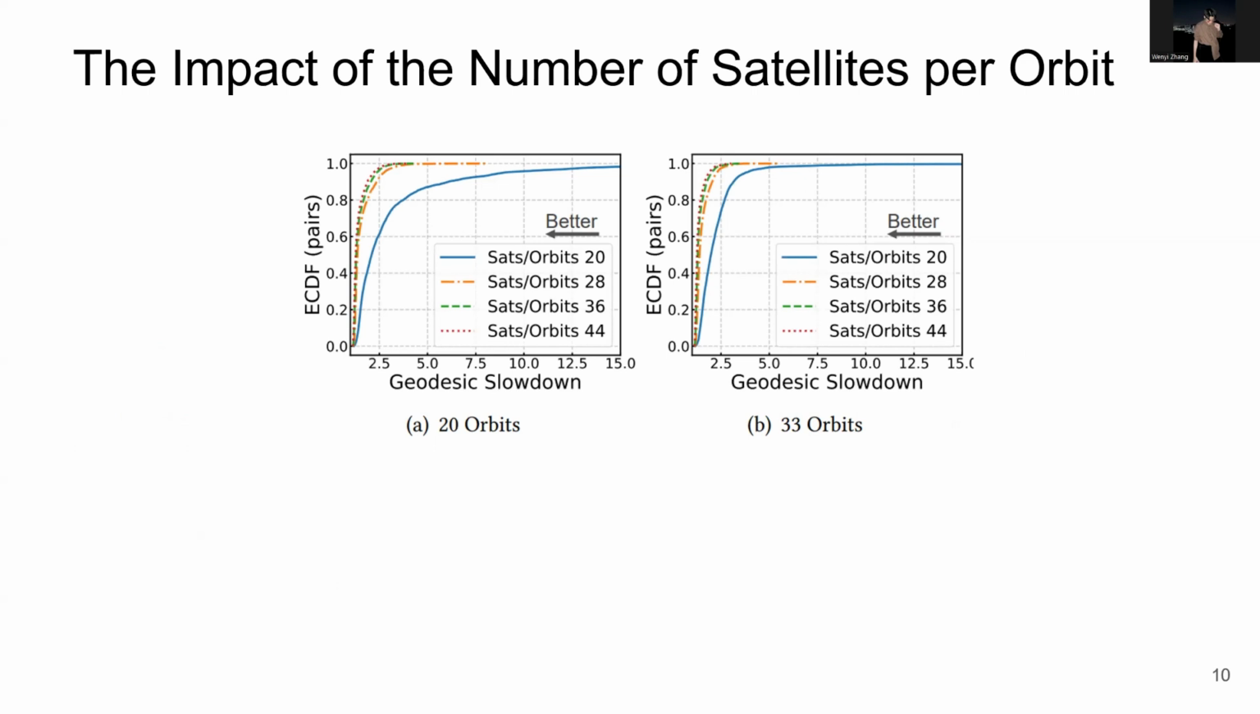When satellites per orbit increase, what will happen? On the x-axis, we have geodesic slowdown. The y-axis shows the CDF over all pairs of endpoints. The performance is better when the curve is more towards the left. We vary the satellites per orbit from 20 to 44 across fixed values for the number of orbits. We show results for 20 and 33 orbits here. We have more detailed results in the paper.